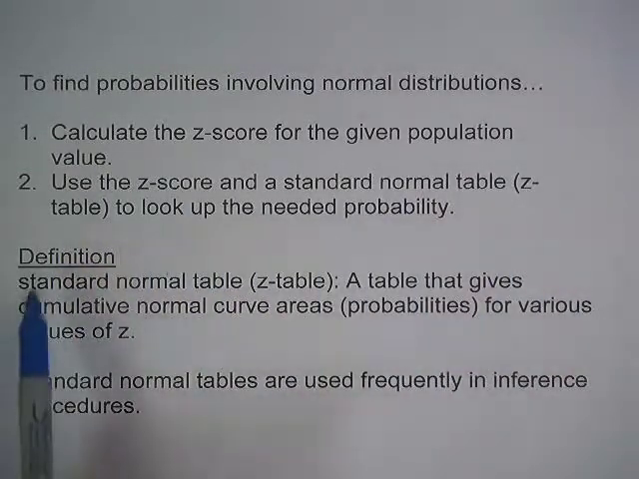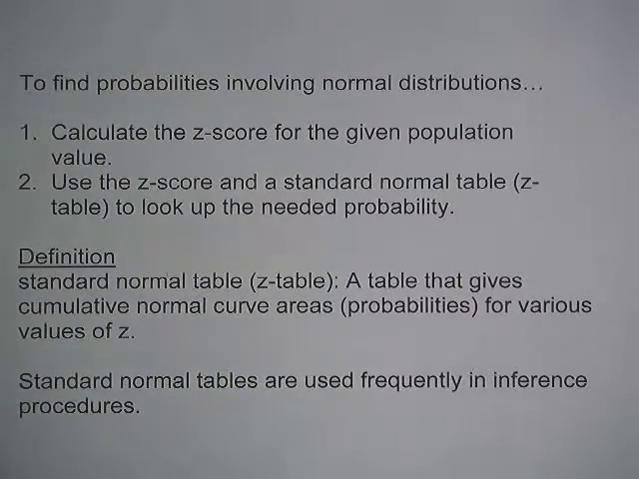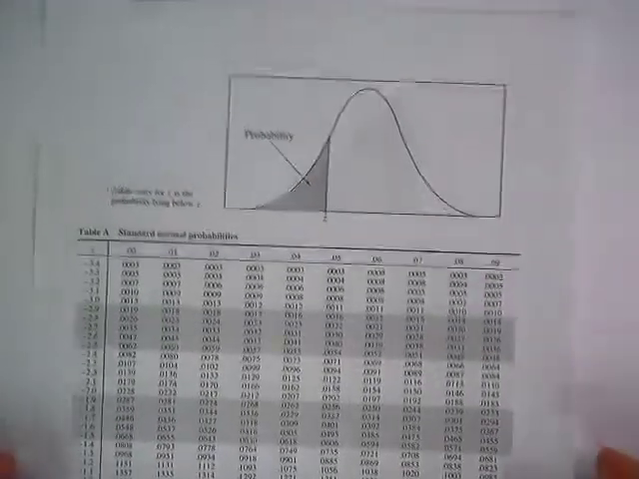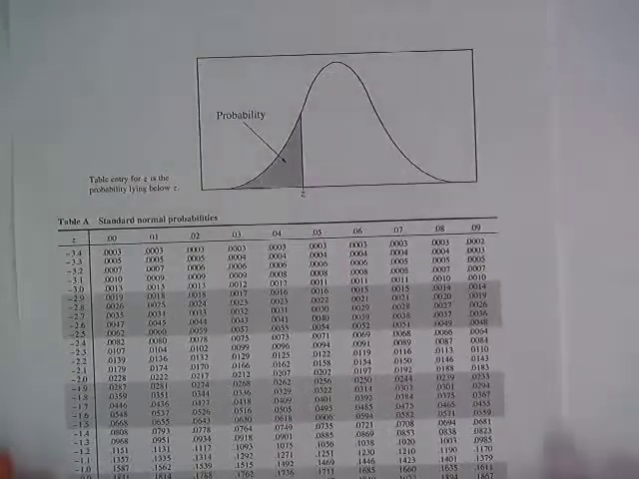To define your standard normal table, or z-table, it's a table that gives cumulative normal curve areas. You think of that area under a normal curve as a probability for various values of z. So standard normal tables are frequently used in inference procedures. Just so you get a look at what a standard normal table looks like, this is one example of a standard normal table.